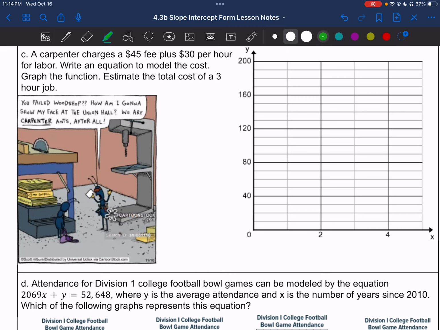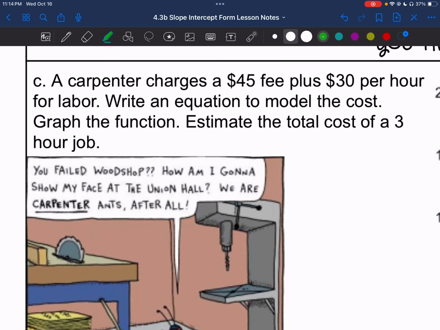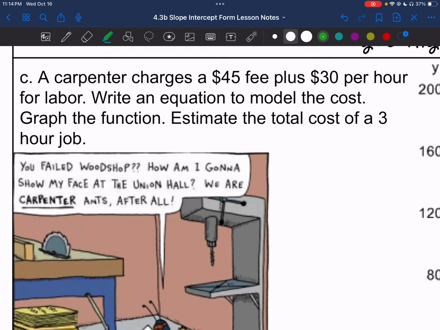So our first step is going to be to look at the word problem and figure out what my most important pieces of information are. So if we focus in on that, a carpenter charges a $45 fee. Well, that sounds like a starting amount. And then plus $30 per hour for labor. And I want to write an equation to model it, and I want to graph it.